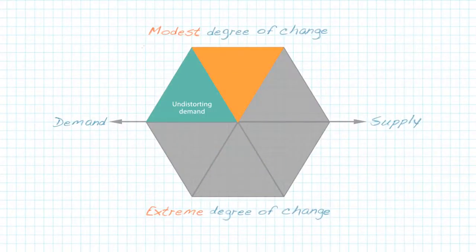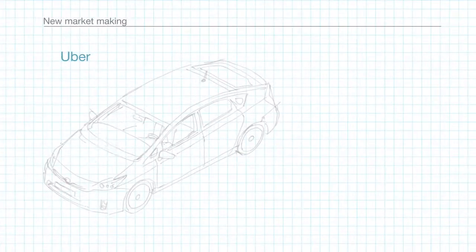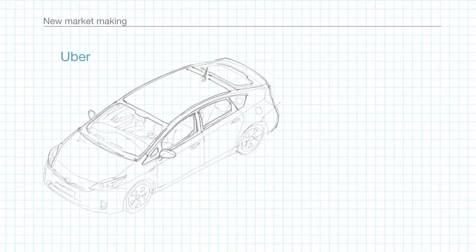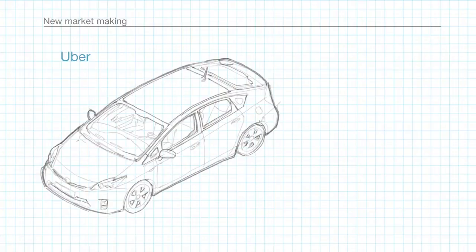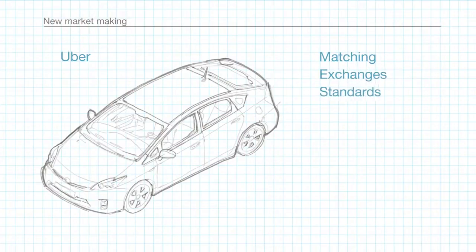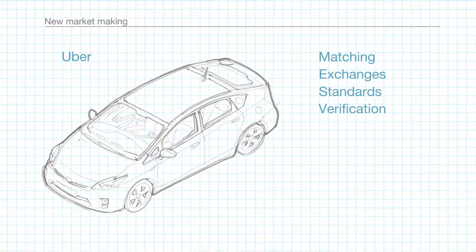The next piece of the pie is new market making, where we're finding new ways to connect supply and demand. Probably the simplest example is Uber, which is about finding cars that have a space and people that need a ride and matching them very fast. So what are the mechanisms that are going on here? Well, you've got matching, you've got exchanges, you've got standards, and you've got verification. All of these things become much easier and faster in a digital economy.